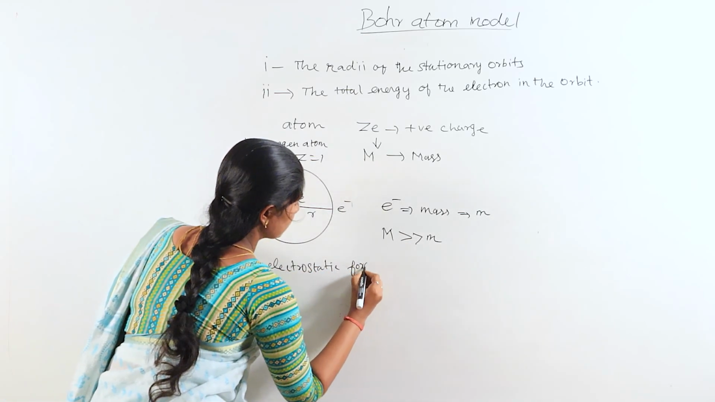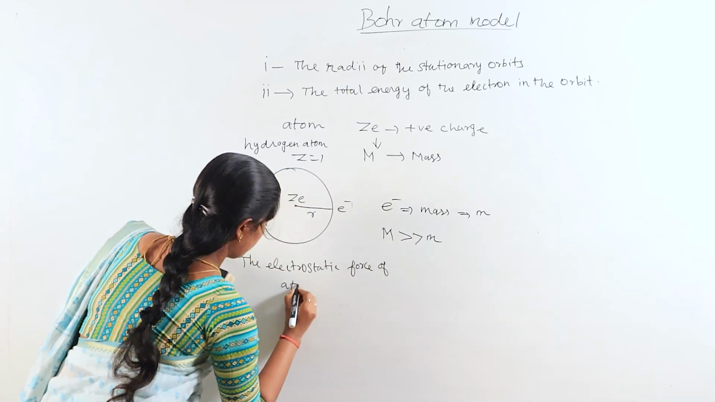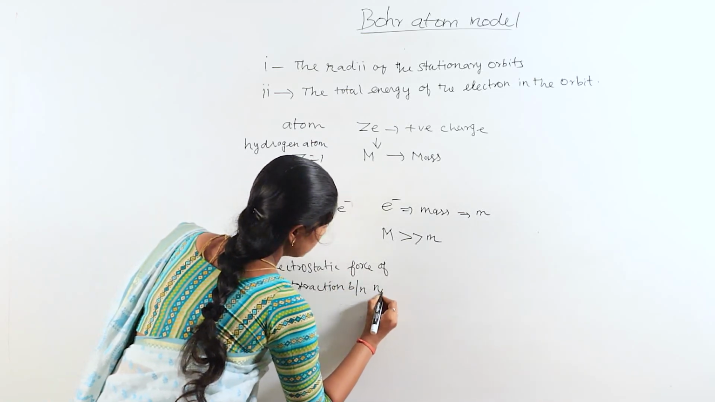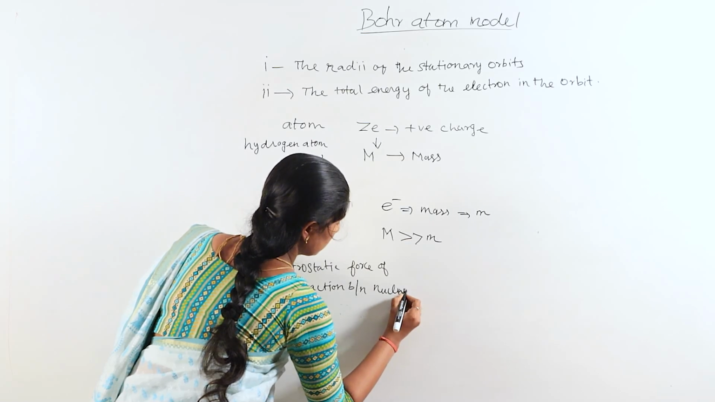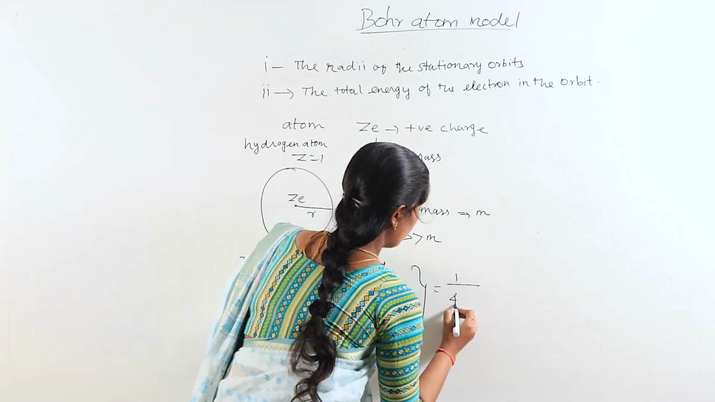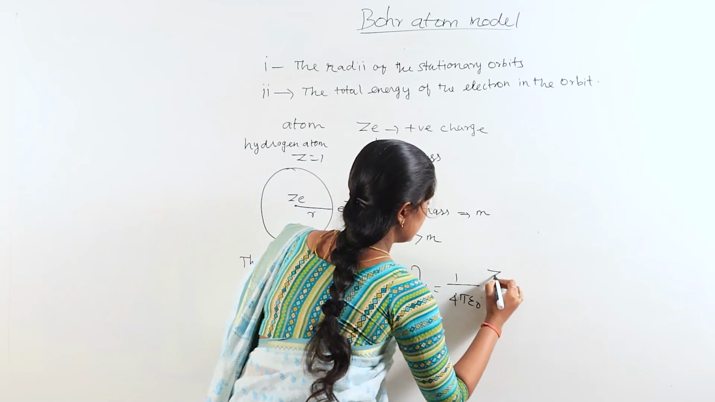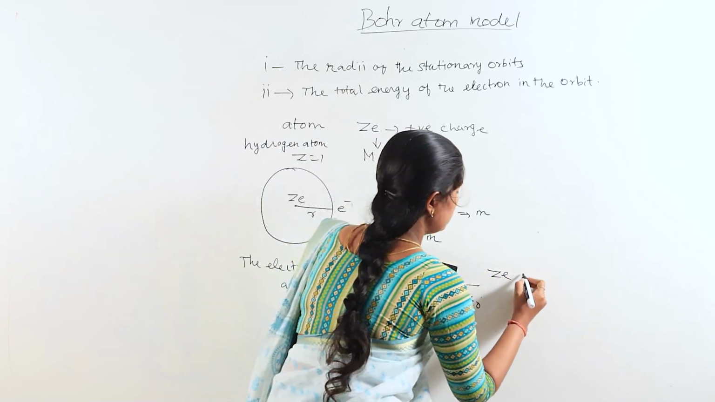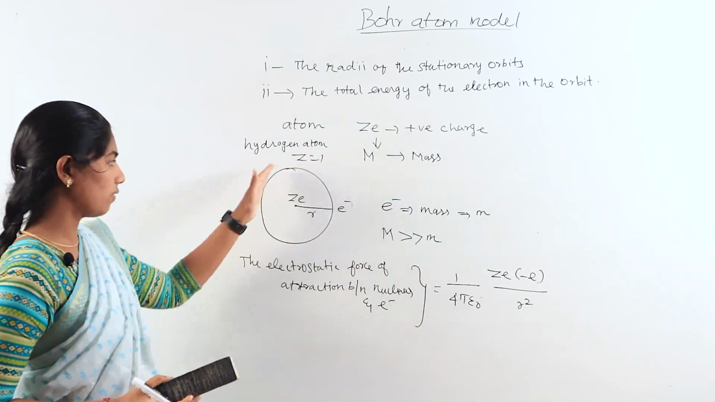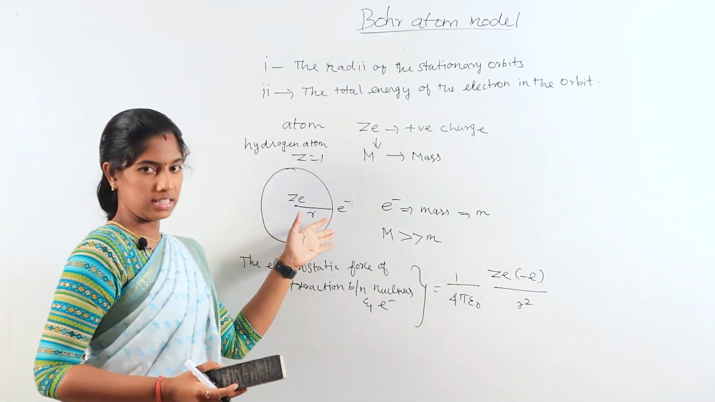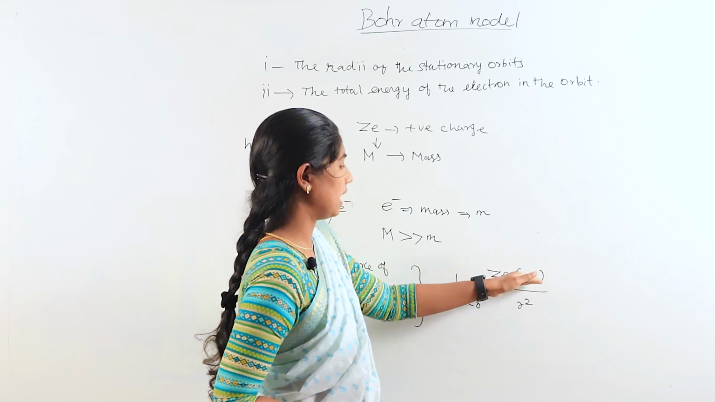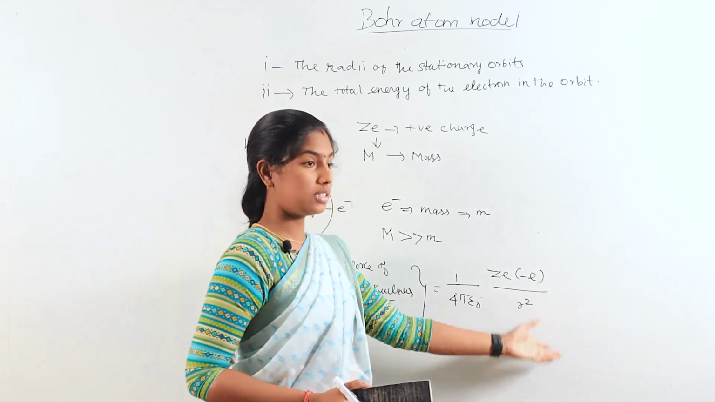So the electrostatic force of attraction between the nucleus and electron has the value 1 by 4 pi epsilon naught times Z e, for the nucleus, and minus e, for the electron, divided by the radius, because the electron is revolving around the nucleus with radius r. So the value is 1 by 4 pi epsilon naught Z e times minus e divided by r square.